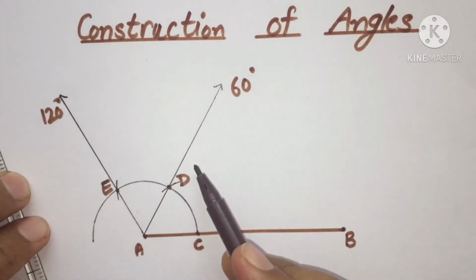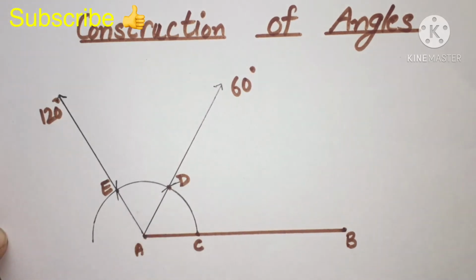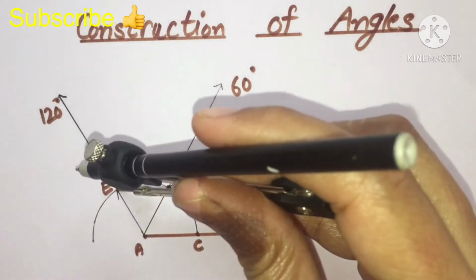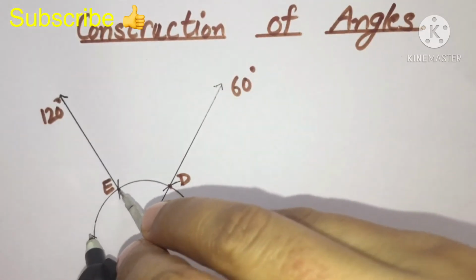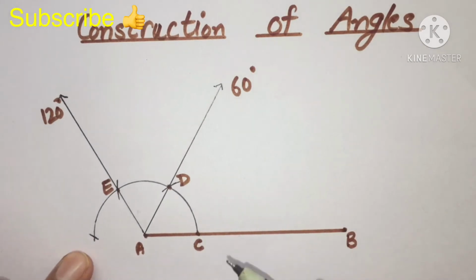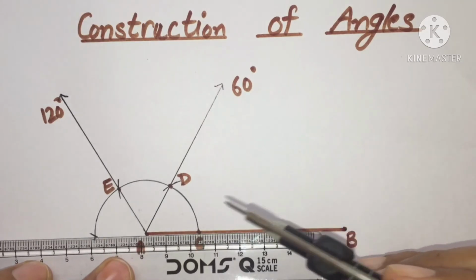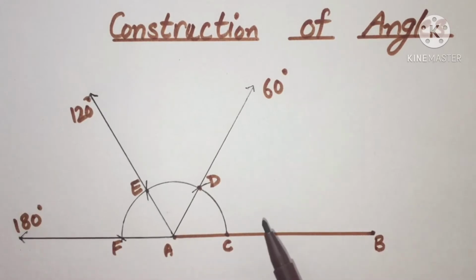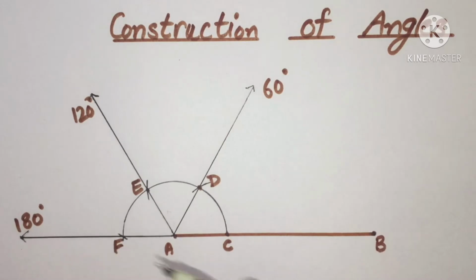One arc with 60 degrees, then again with the second arc 60 plus 60 is 120, and if I draw one more arc of the same width of this compass like this, I will put the compass on the E point and cut one more arc. So this is 180 degrees. I will join this. Let us say this is F point. This angle is 180 degrees. So it's very easy to draw 60 degrees, 120 and 180.